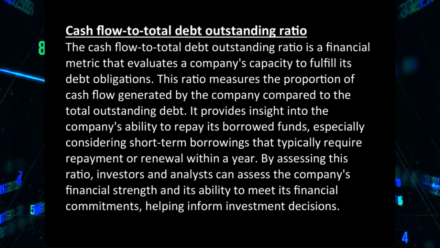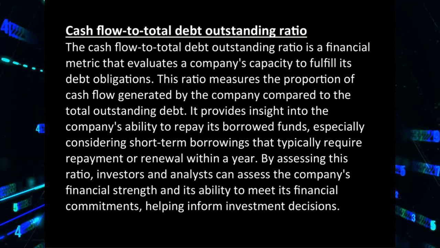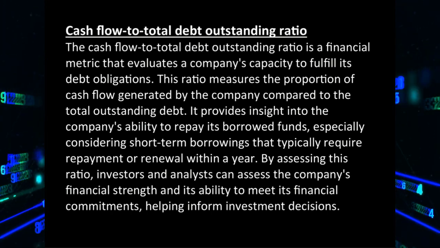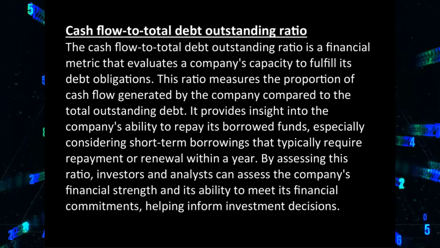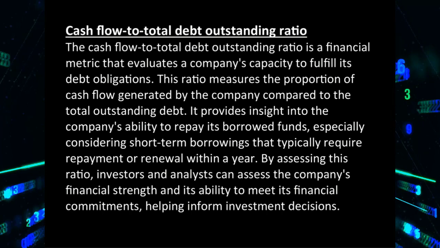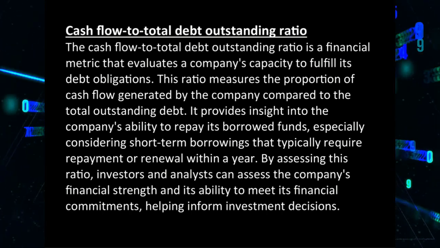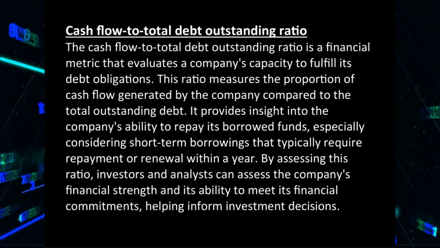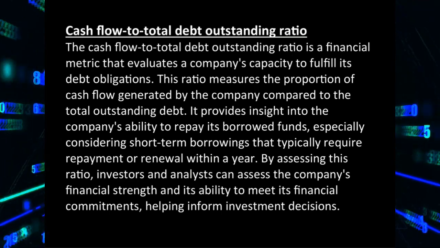Cash flow to total debt outstanding ratio. The cash flow to total debt outstanding ratio is a financial metric that evaluates a company's capacity to fulfill its debt obligations. This ratio measures the proportion of cash flow generated by the company compared to the total outstanding debt. It provides insight into the company's ability to repay its borrowed funds, especially considering short-term borrowings that typically require repayment or renewal within a year.